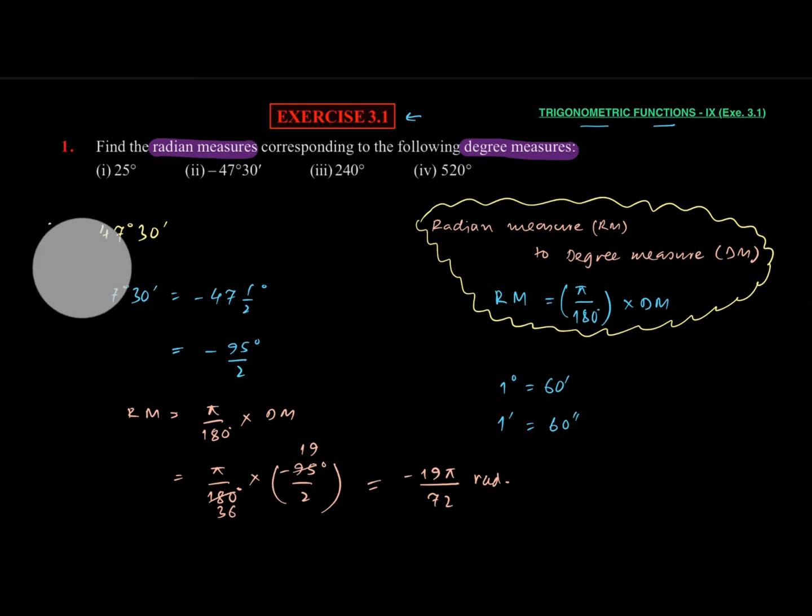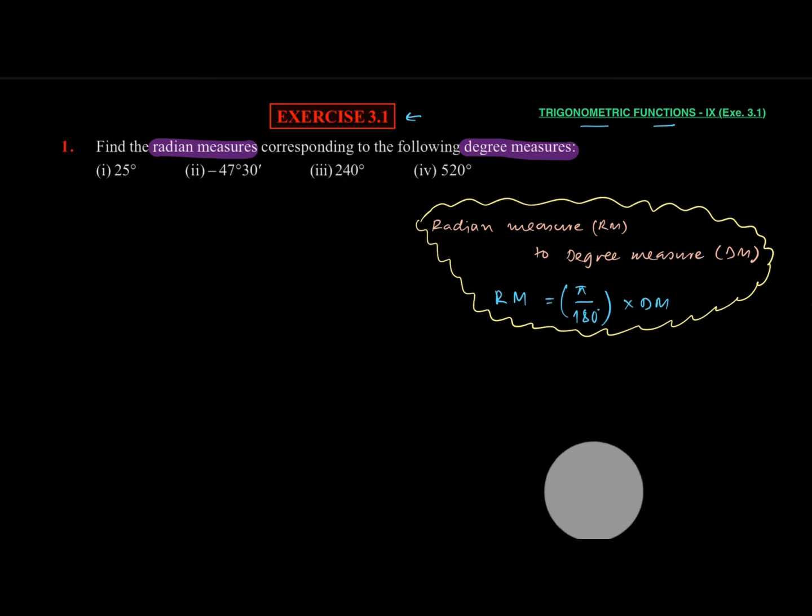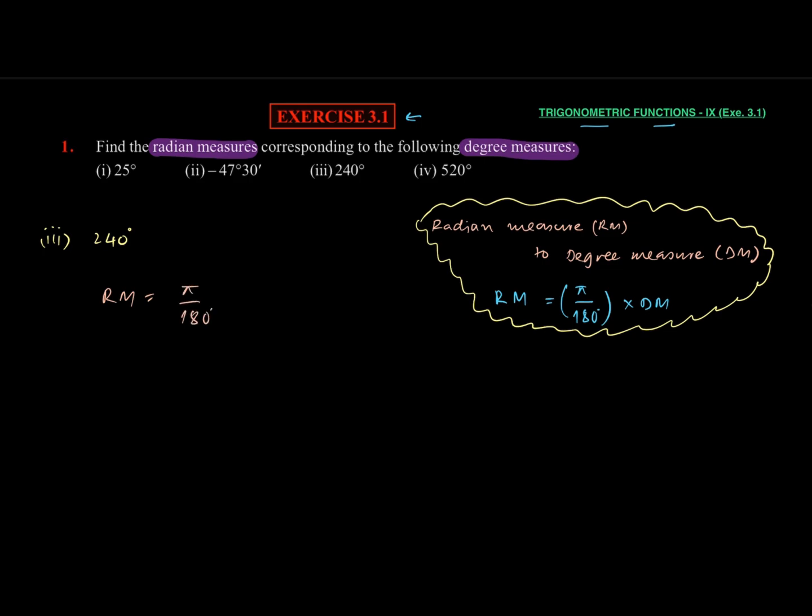Now part number third, 240 degrees. Here again the same formula will be used. That is, radian measure is equal to pi over 180 degrees times degree measure. So this will be equal to pi over 180 degrees times 240 degrees. 0 and 0 goes away. 6 times 4 is 24 and 6 times 3 is 18. So therefore in radian measure we'll have 4 times pi over 3 radians.